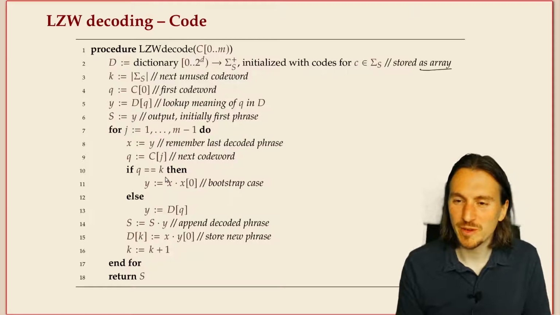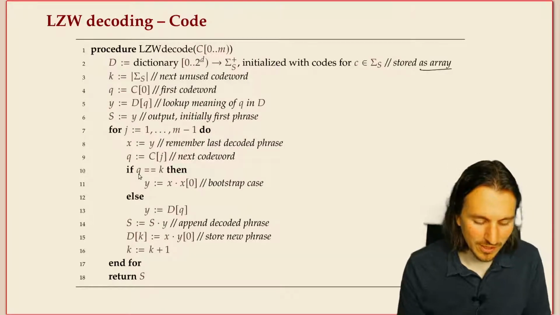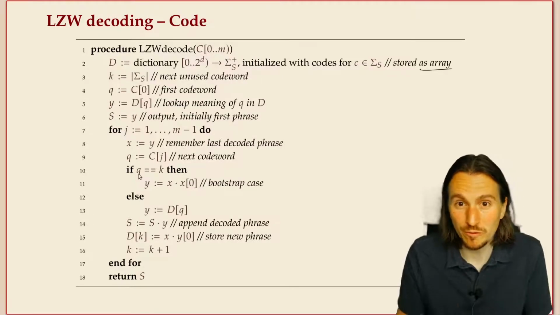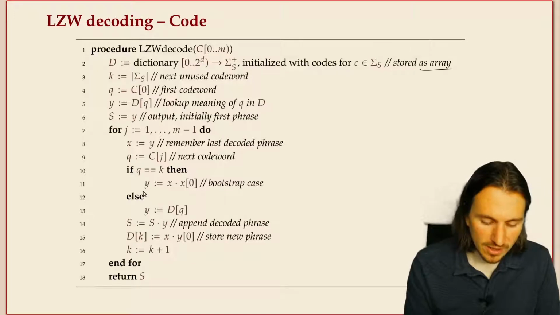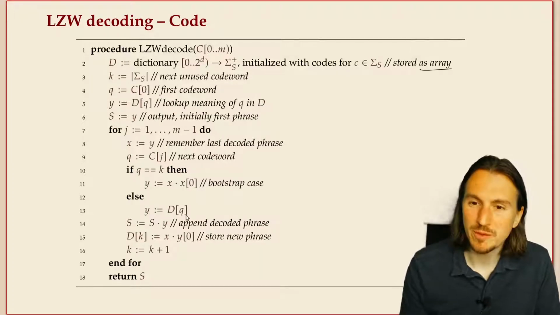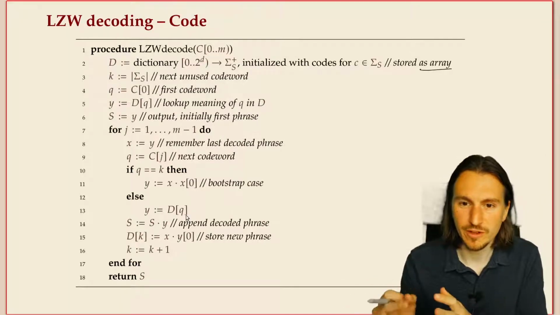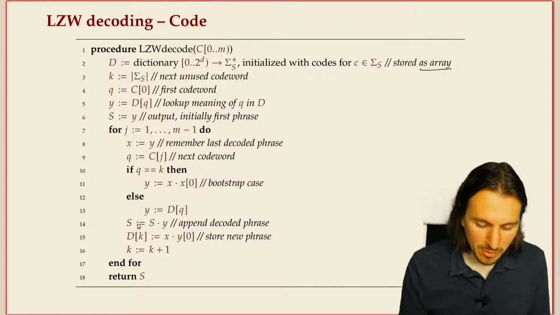If we're in this weird special situation that what we want to look up now is what we would fill after this step, we have this special bootstrap case, and we know what Y has to be. Otherwise, Y is just looked up in the dictionary. We know the next phrase then. And so in both cases, we know X and Y now.